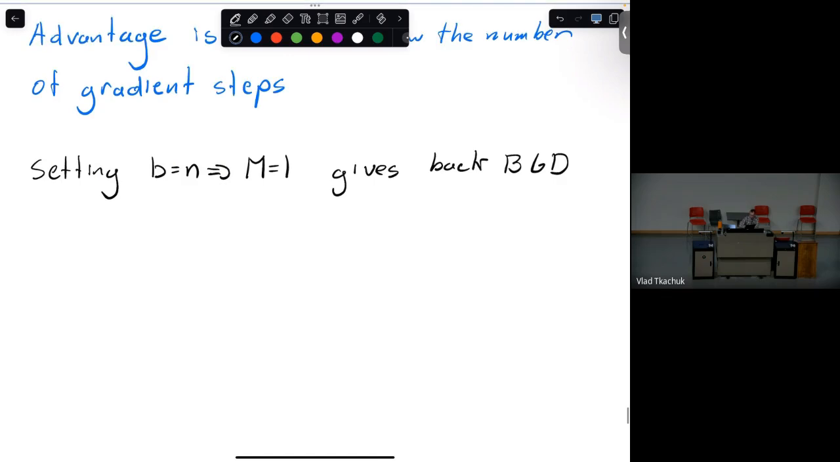And then here's the word that you'll hear a lot in the machine learning world. If I set B equal to 1, so I set my batch size to 1, I have an estimate with just one data point each time. Then the number of batches I have is N, so each point you can think of as a batch, and I take a gradient descent step for each point, like a point estimate. Then this gives something that's called stochastic gradient descent.